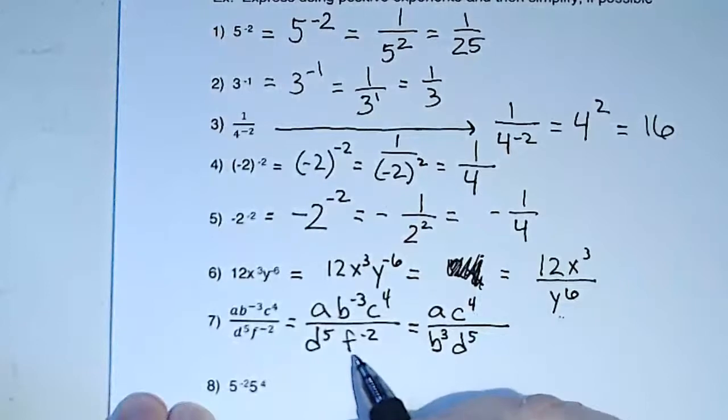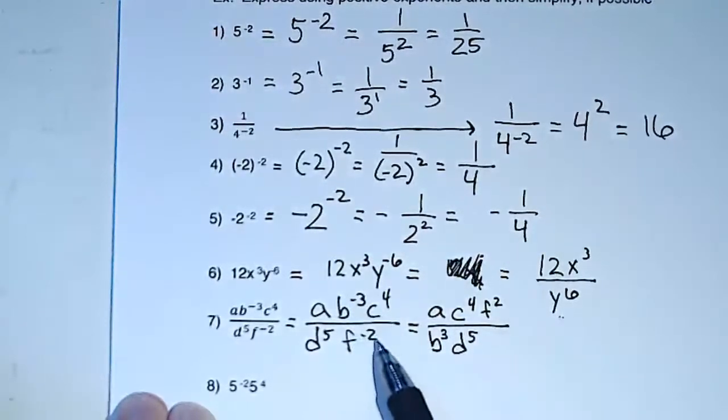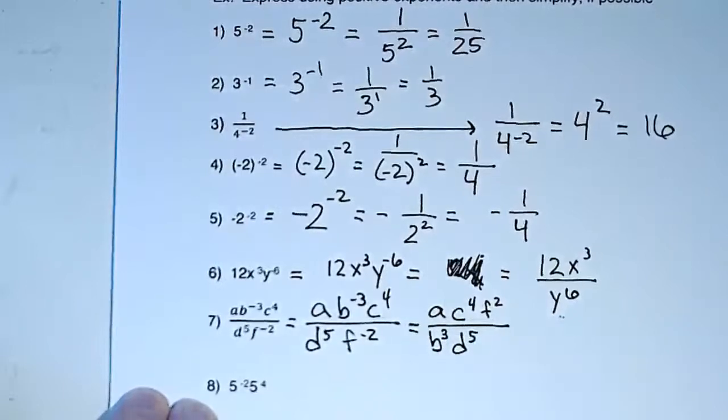F, not happy. F comes up. So everybody who had a negative exponent went to the other spot. So easy peasy. And then we look at this and we see, okay, these are all different variables, so nothing reduces. That's our final form.